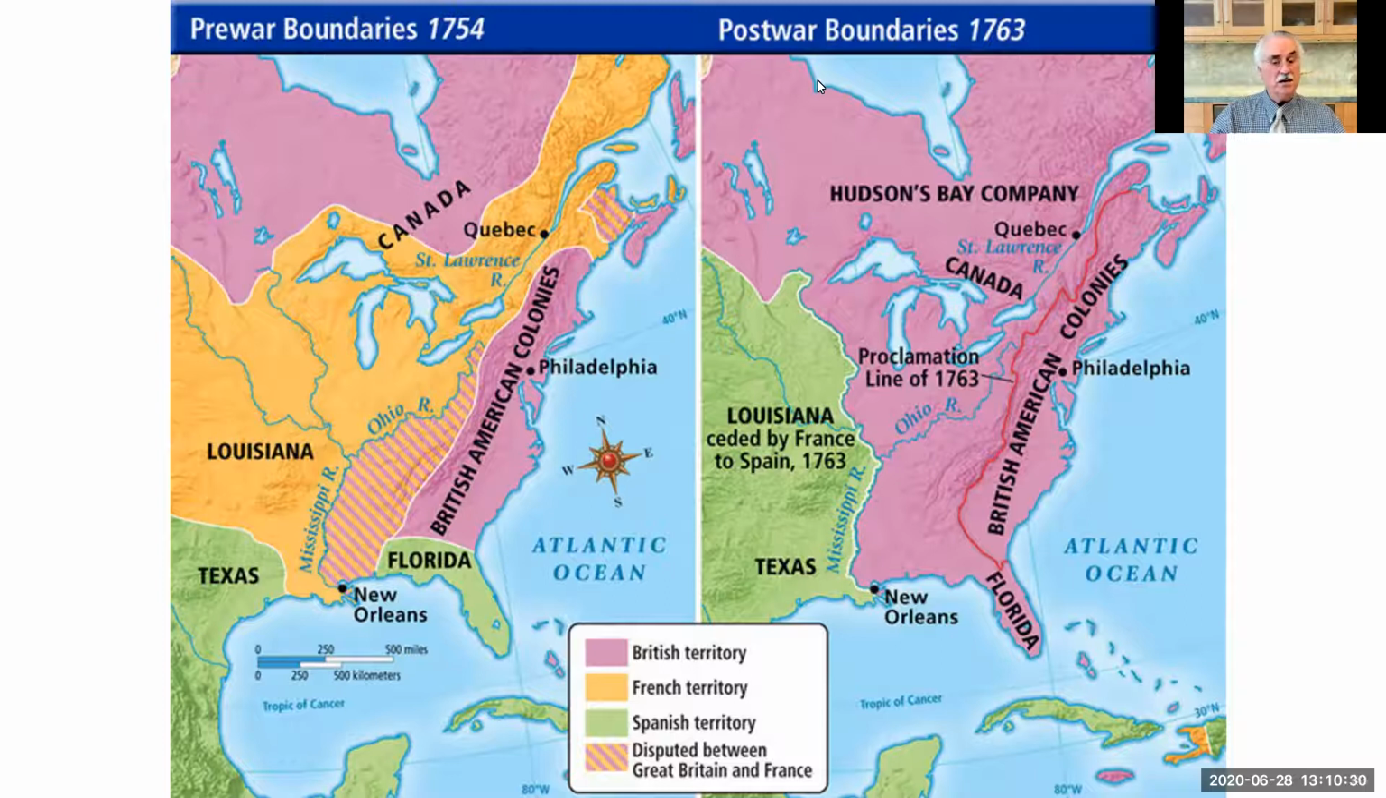Here, there are only two colors left: pink, which represents British colonies, and green, which represents Spanish colonies. And you can see that all the gold has disappeared. That means that the French have now pulled out of North America. So the three European powers that were trying to control North America before the war started were reduced to two after the end of the war.